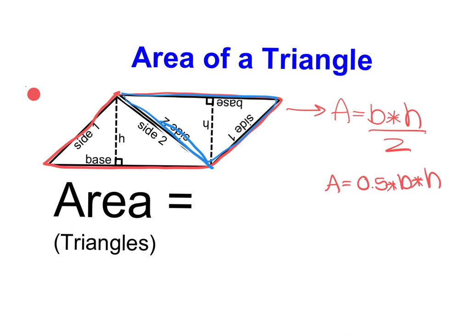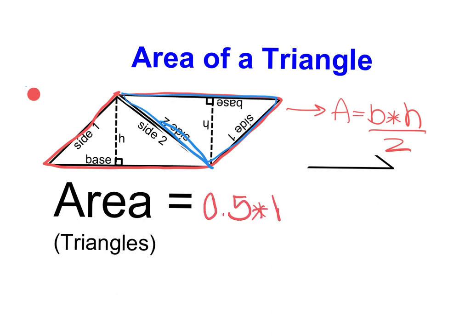So our area equation, which we're going to write down below, our area equation is going to be area equals 0.5 times our base times our height. And that's because it's half of a parallelogram when that triangle has two of them put together.